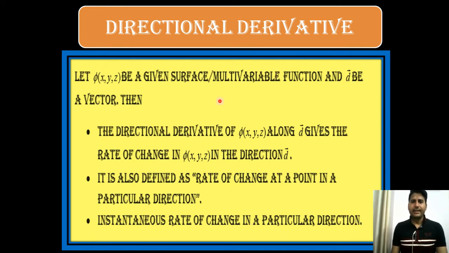For calculating the directional derivative, we must have a scalar surface, or we can say a multivariable function, and we must have a direction d. So simply, if I have a surface phi and I need to calculate its directional derivative in a direction d, it means I am supposed to find the rate of change of this surface along the direction d. It is calculated on the basis of the gradient of the surface.